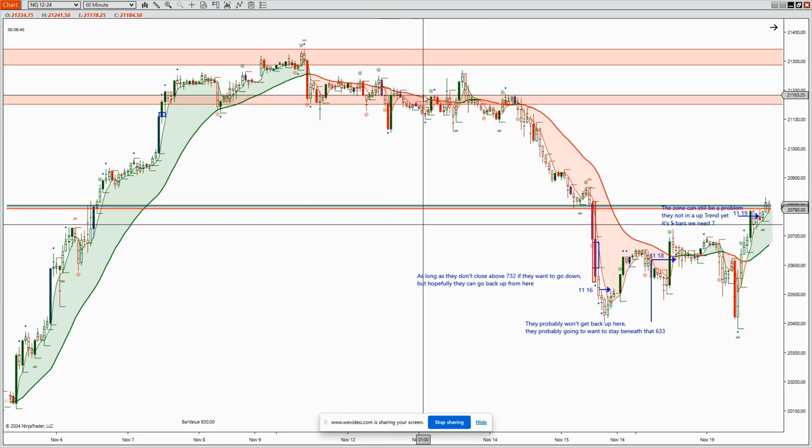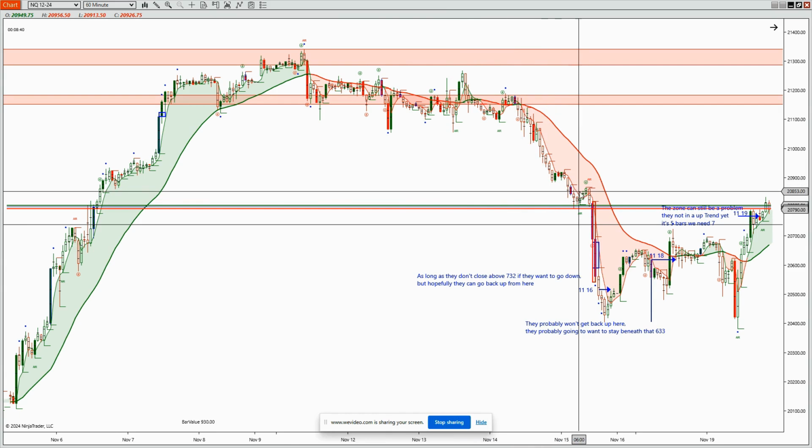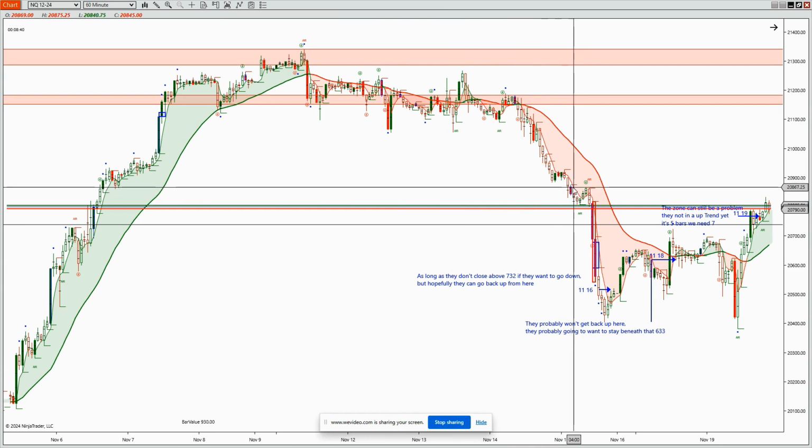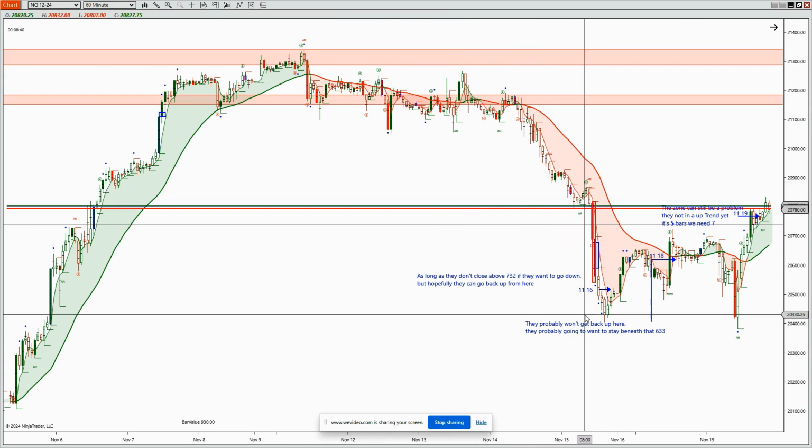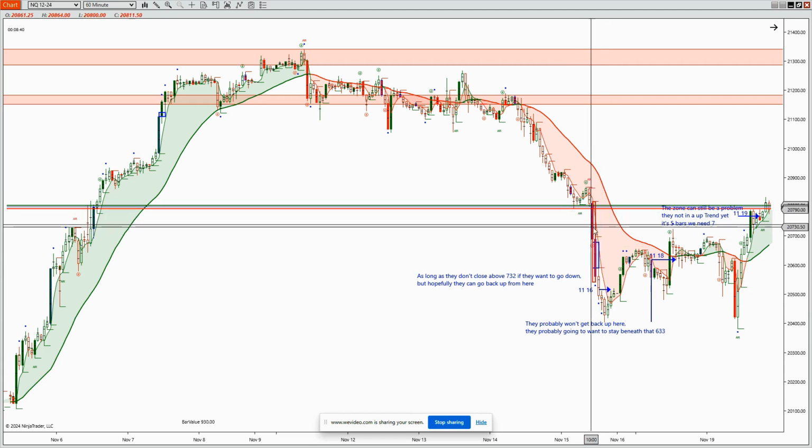Blue outline bar here, they rotate to it, but then they push down. Blue outline bar here, they pulled into it, and then they drop. Blue outline bar here. Now, this is an interesting one as well. They pulled into that, did not break it, all right, and then they dropped. Consecutive blue outline bars, all right.